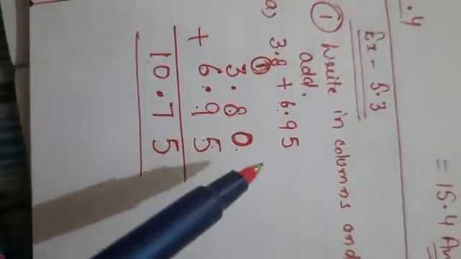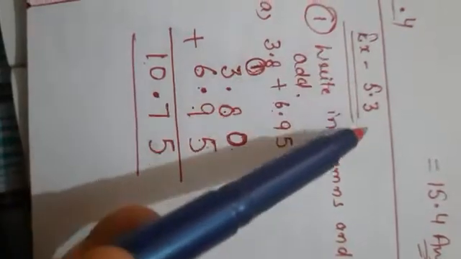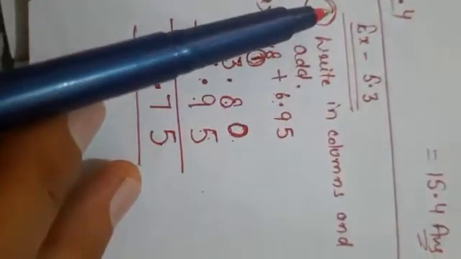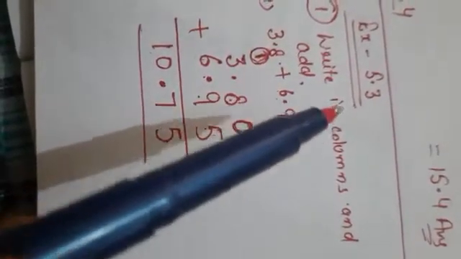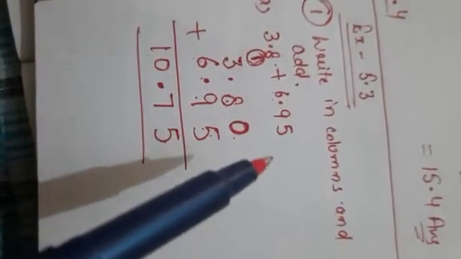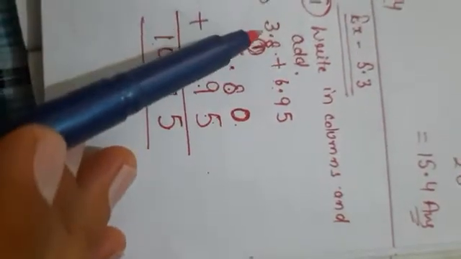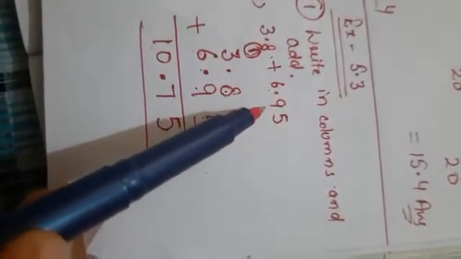Hello students, today we will start our next exercise 5.3 of the decimal chapter. Its first question is write in column and add. You all know how to add simple numbers. Today we will learn how to add decimal numbers. See, the first part is 3.8 plus 6.95.